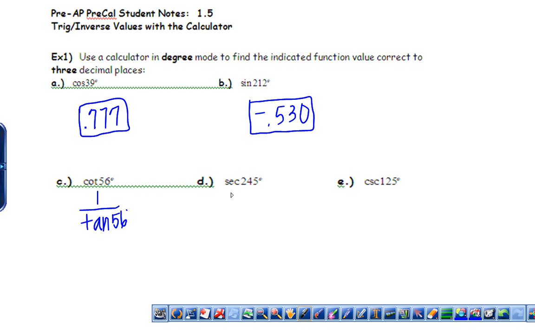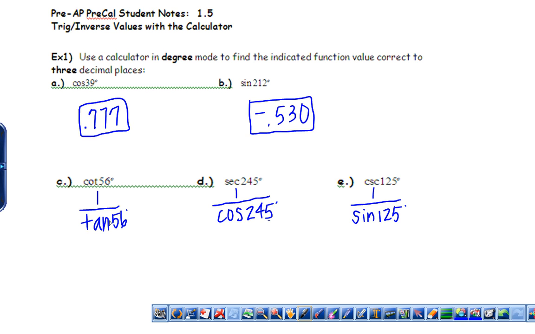I'm going to go ahead and write down the rest of these. Secant is secant of 245. What is the reciprocal of secant? Well, the reciprocal is cosine of 245. And what is the reciprocal of cosecant? That would be sine. And those are just reciprocals.